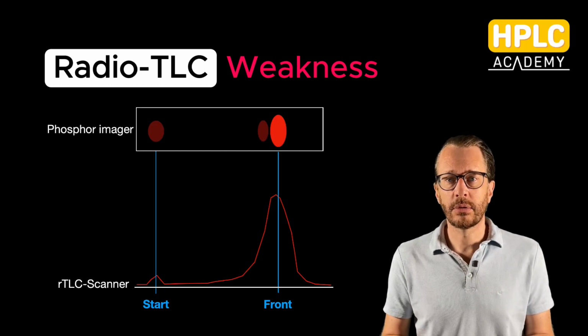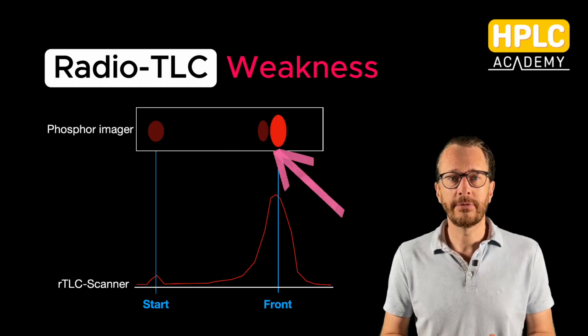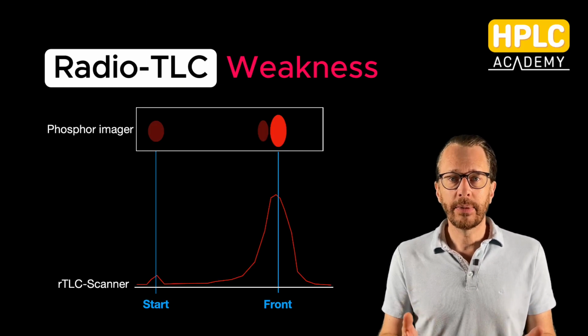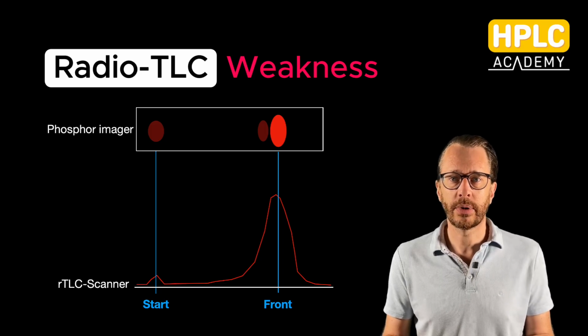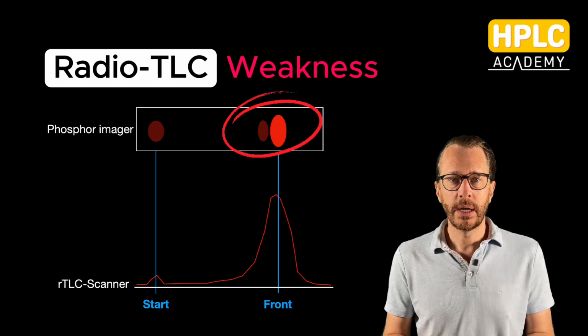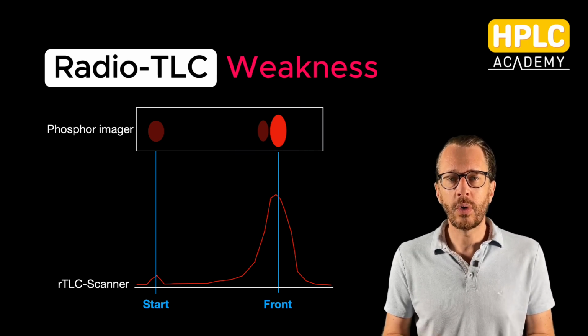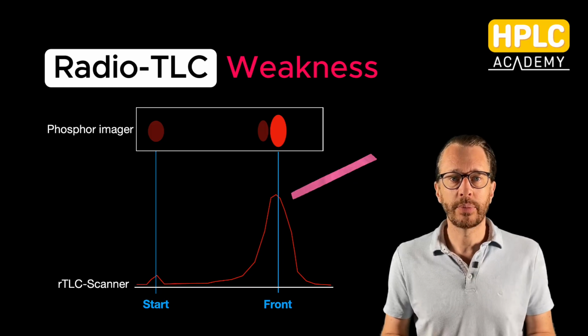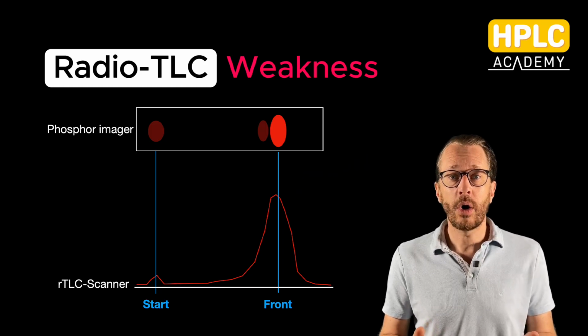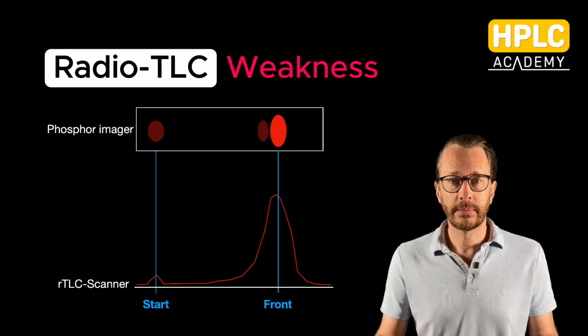On the other hand, radio-TLC has its own important weakness. It cannot resolve closely related radioactive impurities. Consider a labeled byproduct that is structurally similar to your product, for example, a radiolabeled synthesis side product or radiolysis degradation product. These species have nearly the same polarity as your product and will co-migrate on the TLC plate, hiding under the large product peak. They are simply overpowered and invisible.